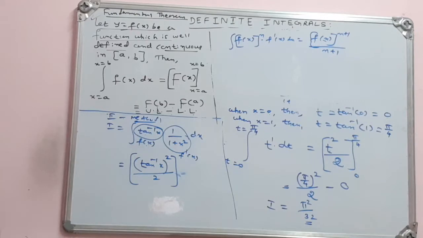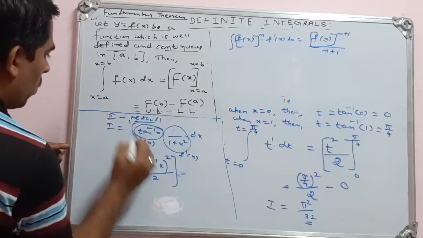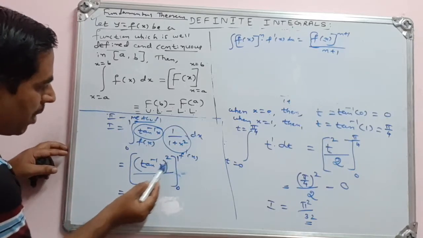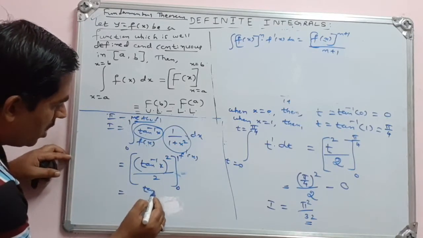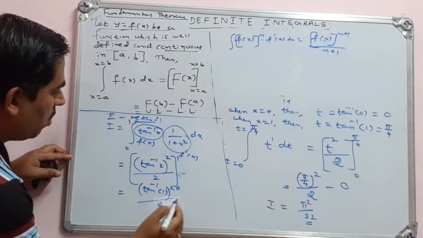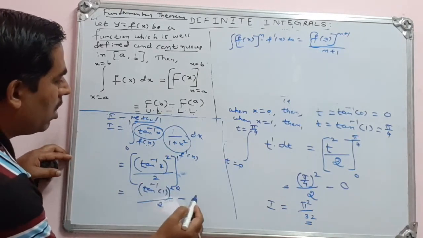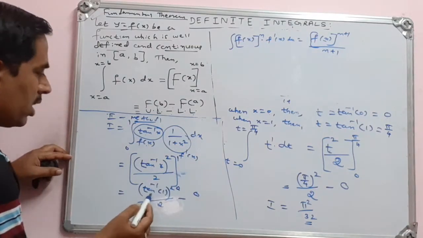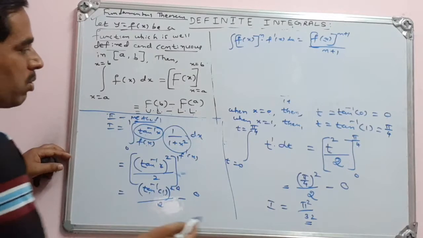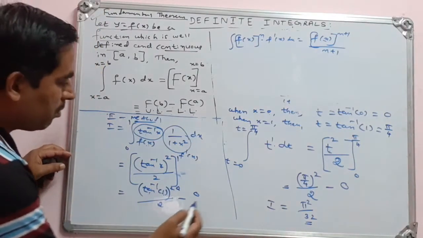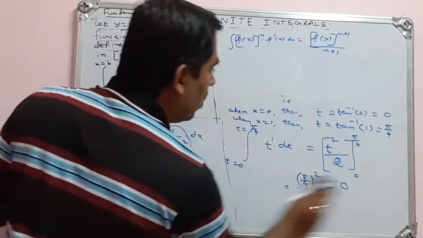The limits are 0 to 1. So calculate this, upper limit minus lower limit. My upper limit is 1, so I write tan inverse 1 whole square divided by 2, minus the lower limit, tan inverse 0. Tan inverse 0 is 0, and 0 by 2 will be 0. Tan inverse 1, as we did there, what is the value? Pi by 4.